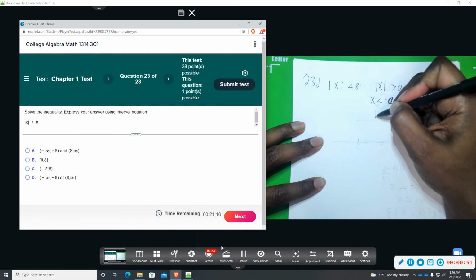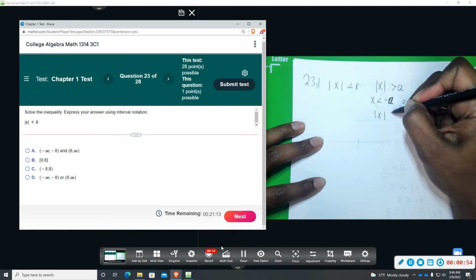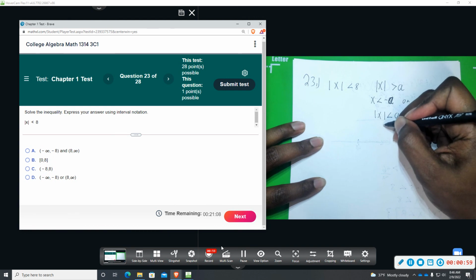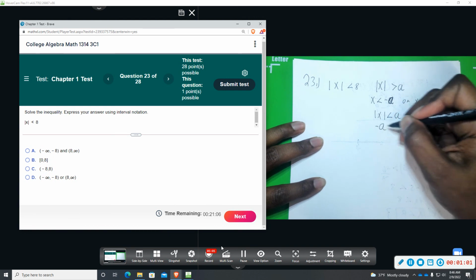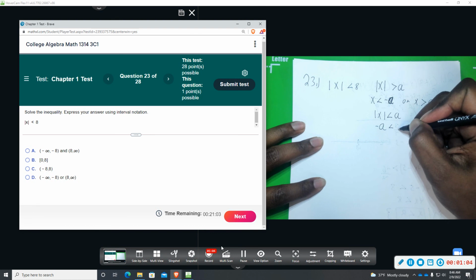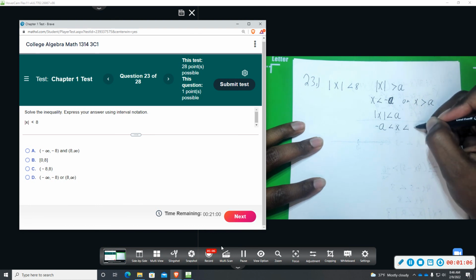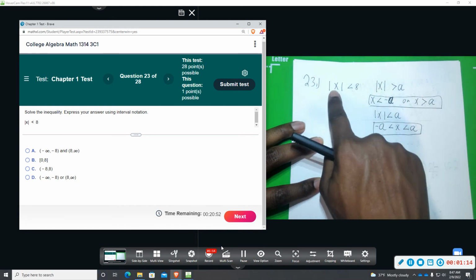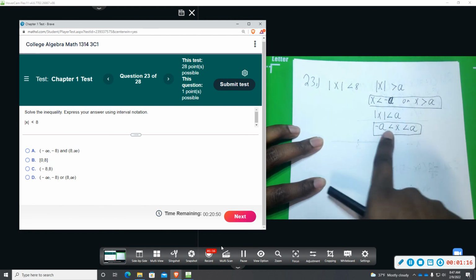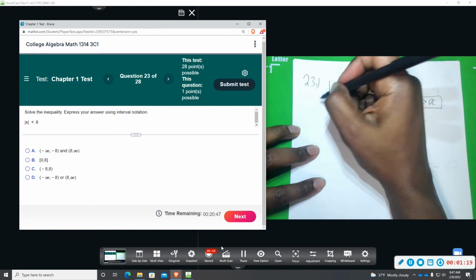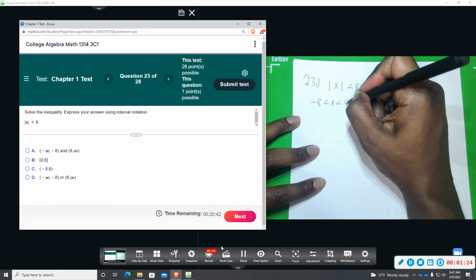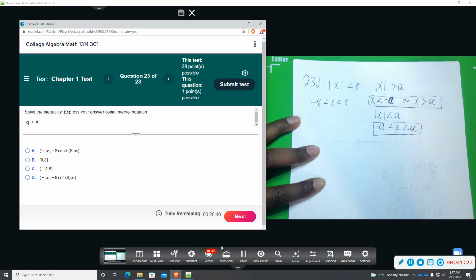However, you could also have absolute value of x is less than a, some number a. And if that's the case, that translates to negative a less than x less than positive a. So you have the inside. So depending on what case you get, you have one of these scenarios. Ours looks like this. So we're going to just translate that to this. That's just the rule. So we have negative 8 less than x less than positive 8. And that's all you have to do there.